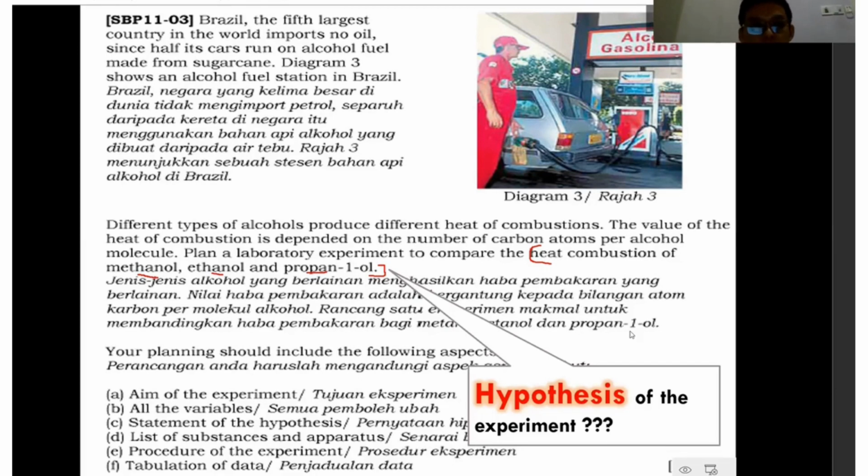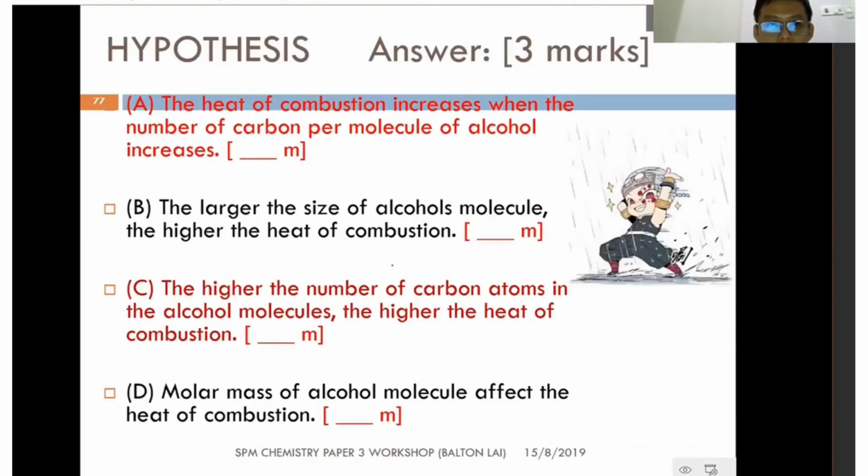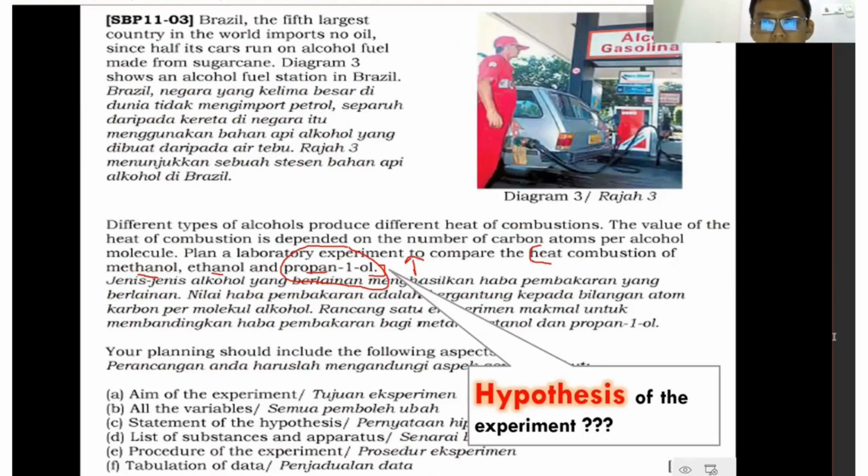Okay, we just say propanol has higher heat. Why is propanol higher? Because propanol has more carbon, more fuel. The more carbon, the more heat you produce. Yes, Ravina, very good. More carbon means more fuel. In a hypothesis, you must mention the carbon. Ravina, you can share with everyone. Okay, Ravina says this one.